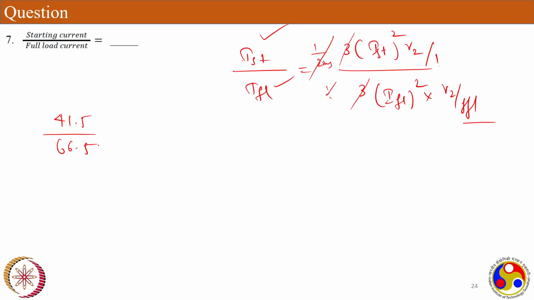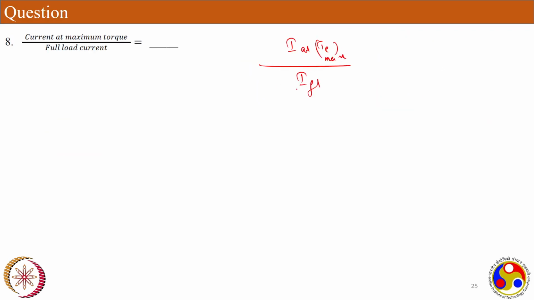It's just getting all the relations; once you get the formula right, that's the key. Another relation, the last relation we will see for today: current at the maximum torque divided by the full load current. So the I at T max divided by the I_FL. Again, go with the torques because we have the values of all the torques available with us.